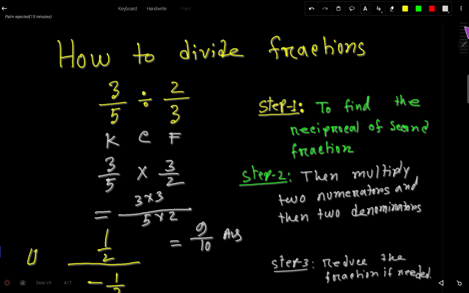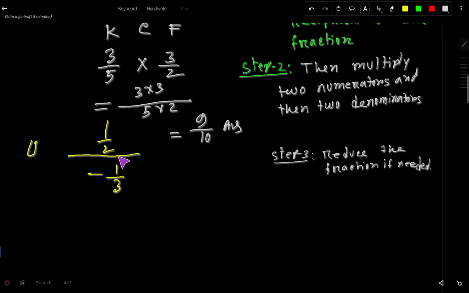Okay, let us take the second example. How to divide 1/2 divided by -1/3. This is a negative number, right? So we can express this division like this. This means this sign, then 1/3, right? So keep, change, flip. Change to multiplication, with the reciprocal.